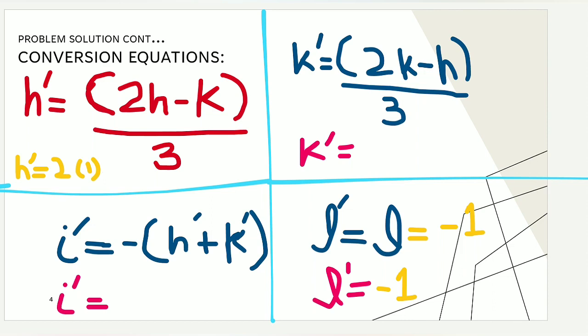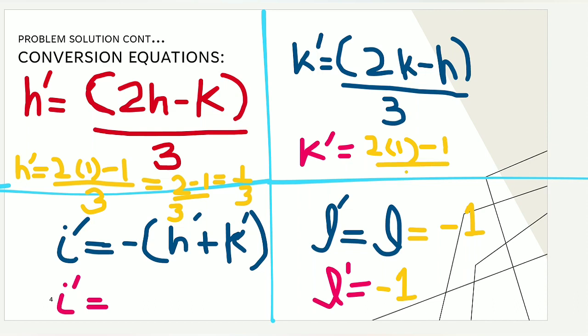2 into 1 minus 1, because H and K, as we saw, were both 1, that is equal to 2 into 1 is 2, 2 minus 1 in the numerator divided by 3. 2 minus 1 is equal to 1, so 1 divided by 3 is the final result. Now K prime, these two quantities will be equal for the obvious reason that K and H are equal to each other. So 2 into 1 is 2 again, 2 minus 1 is 1, so 1 by 3 is K prime.